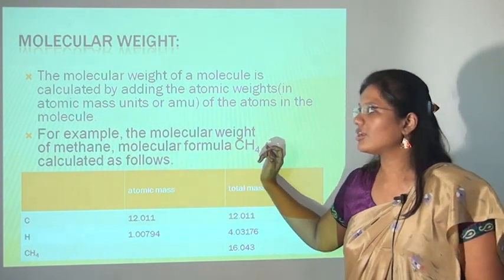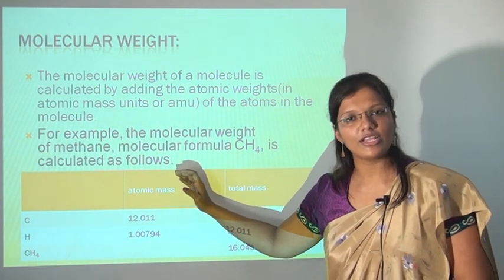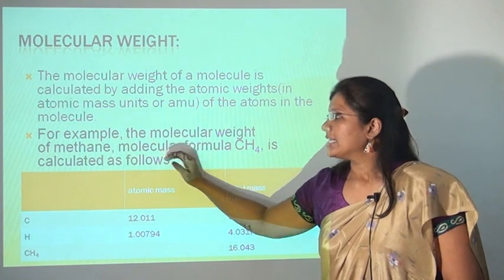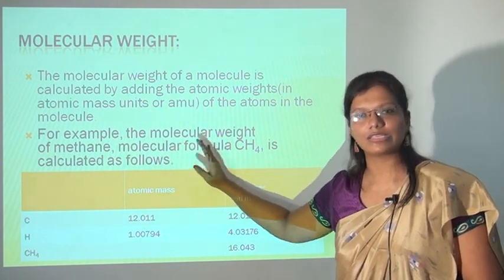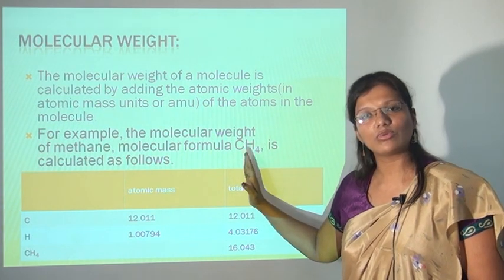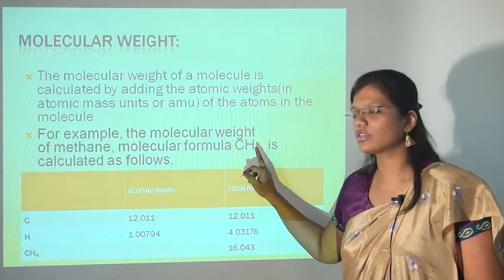For example, if we are calculating the molecular weight of methane, we know that the molecular formula of methane is CH4. So from that we can see that there is one atom of carbon and 4 atoms of hydrogen.